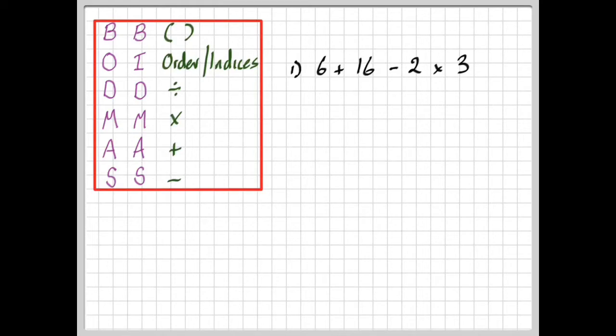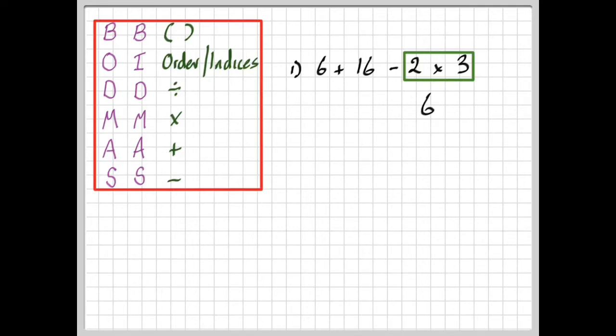Okay, here we go. Have I got any brackets? No, I haven't, so I'm not going to do anything with brackets. Have I got any order or indices? No, I haven't. Have I got any divide? No, but I have got multiply. So the multiplying part of the sum is what I'm going to do first. And 2 times 3 is 6.